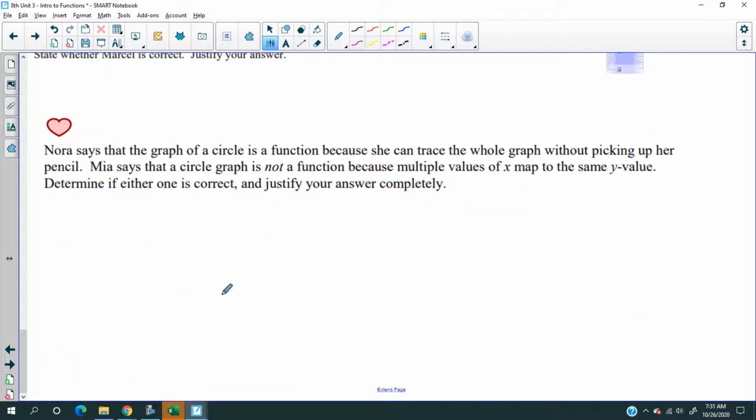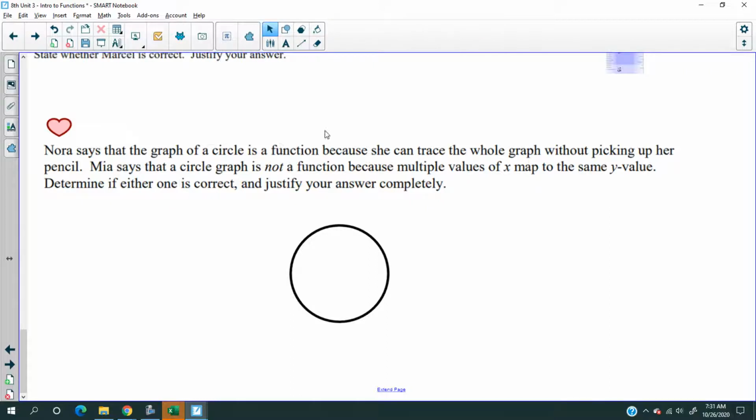Okay, all right, now let's see. Nora says that the graph of a circle is a function. So let me draw a circle. Nora said it's the graph of a function because she could trace the whole graph without picking up her pencil. So this is what Nora is trying to say: hey, look, without picking up my pencil, I could just draw a circle. Now Mia says the circle is not a function because multiple values of x map to the same y value.